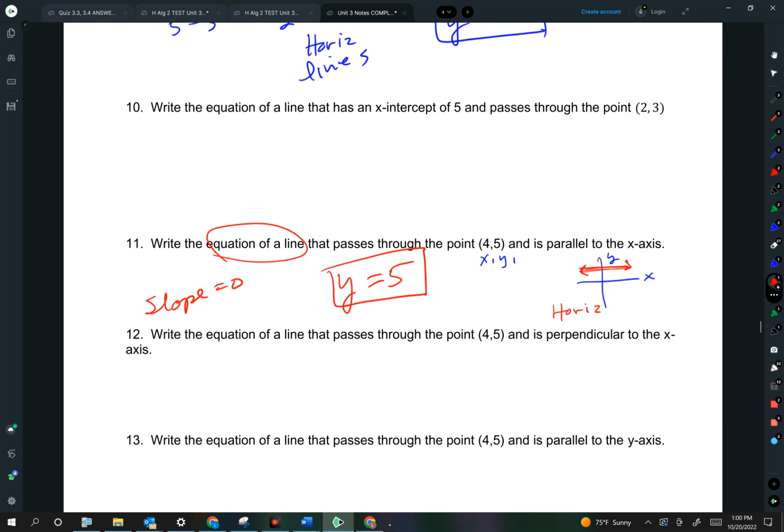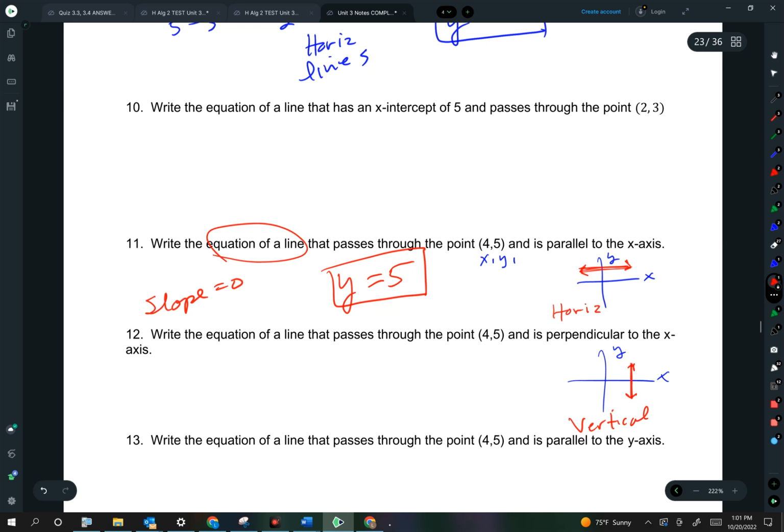Look at number 12. Write the equation of a line that passes through the point 4, 5, and this time it says, and is perpendicular to the x-axis. So again, think about the picture. There's your x and your y. If I draw a line that is perpendicular to the x-axis, doesn't it have to be going this direction? So doesn't that tell me, oh, this has to be a vertical line?